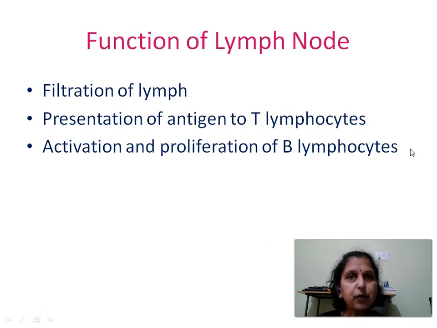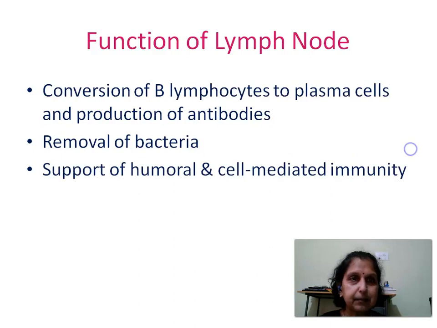What is the function of lymph node? Filtration of lymph, presentation of antigen to T lymphocytes, activation and proliferation of B lymphocytes. Also, conversion of B lymphocytes to plasma cells and production of antibodies, removal of bacteria, support of humoral and cell-mediated immunity.